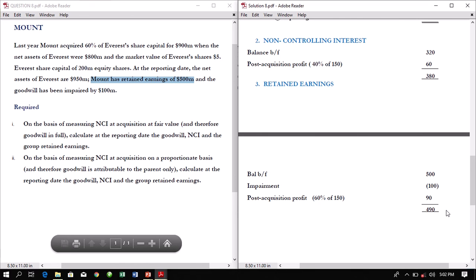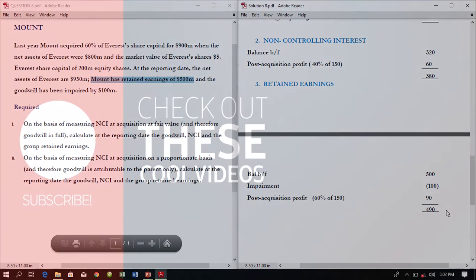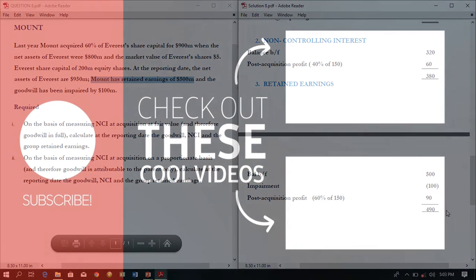You can see the difference when we are using fair value basis and we are using proportionate basis, or what we call partial goodwill basis. These are things that are very easy. Just understanding the principle will go a long way to help you prepare for your exam.